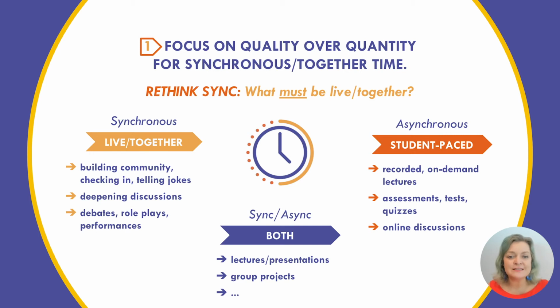There are certain things that don't translate very well to more of an asynchronous student-paced approach. In that case, these things you really want to prioritize to use that precious live together synchronous time for. Things such as building community, checking in with your students, telling jokes, those kinds of things. You also want to prioritize making time for deepening discussions, using breakout rooms, allowing students to meet in pairs or in smaller groups and discuss.